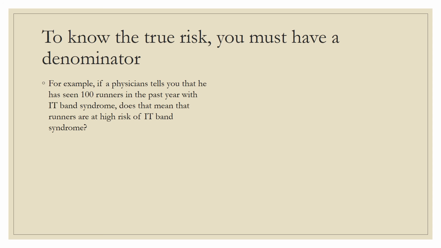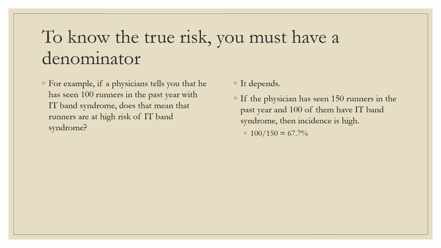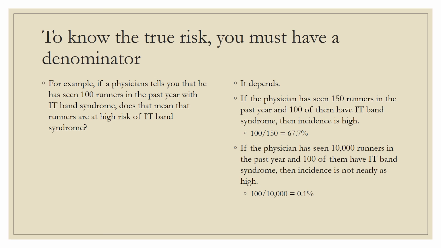Well, the answer based on that information alone is you can't tell. It depends. If the physician has seen 150 runners in the past year and 100 of them have IT band syndrome, then yes, the incidence is very high. But if you've seen 10,000 runners, then the incidence is very low. It just depends on the denominator. So it's a very important point. You have to have some total number to compare to, a denominator, in order to make any claims.